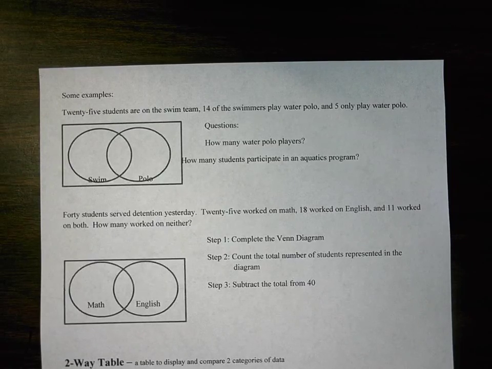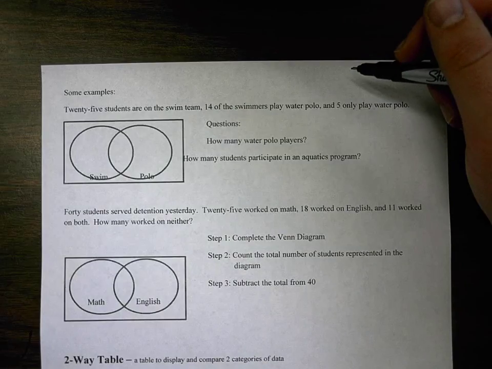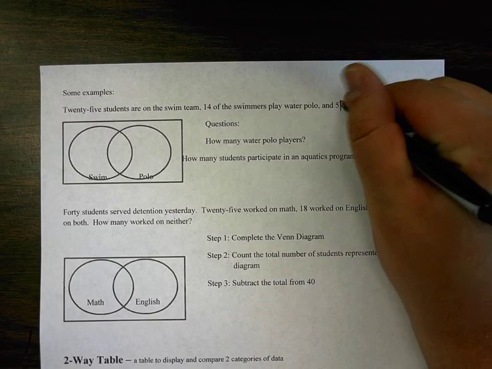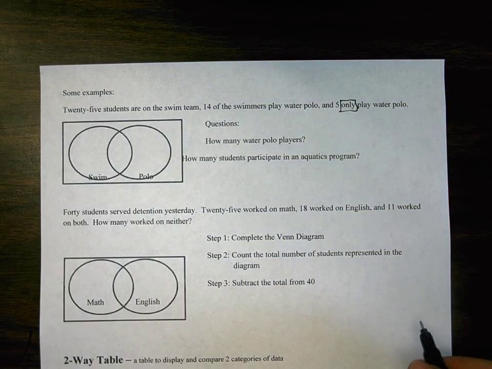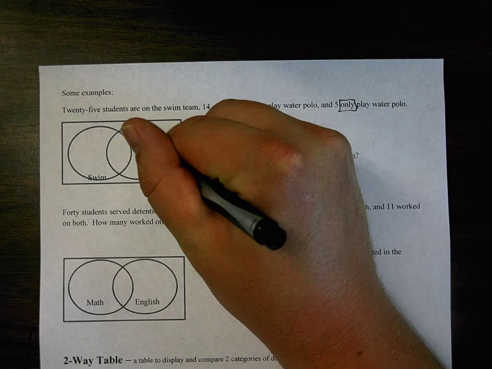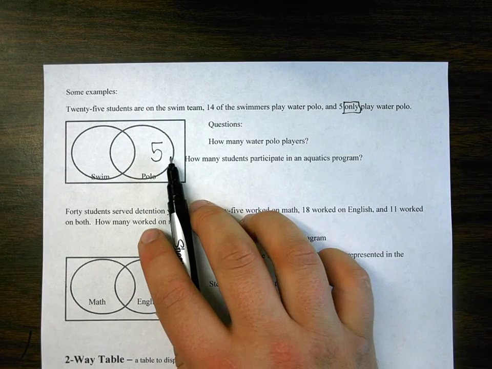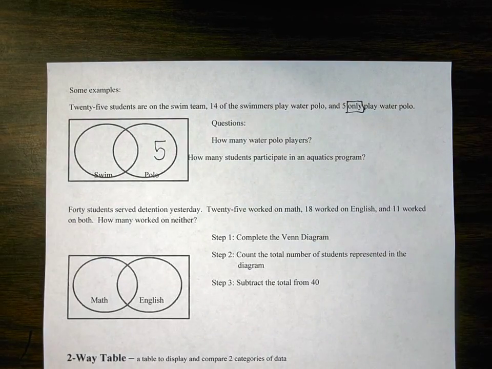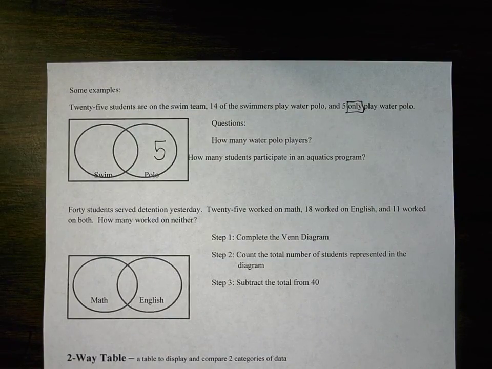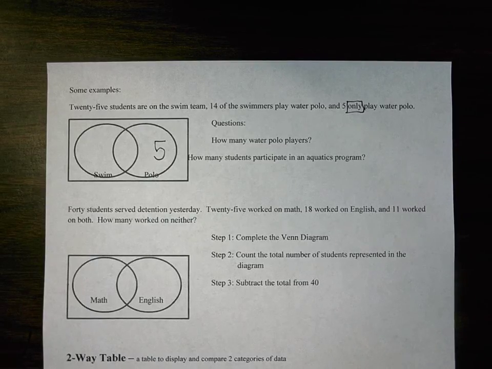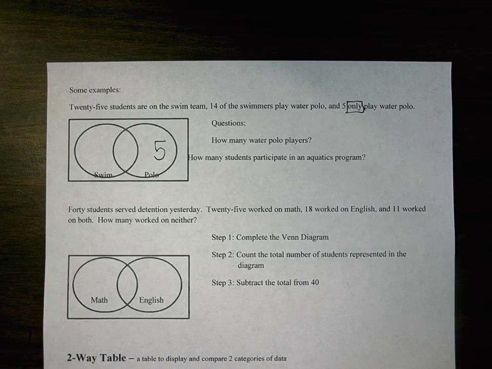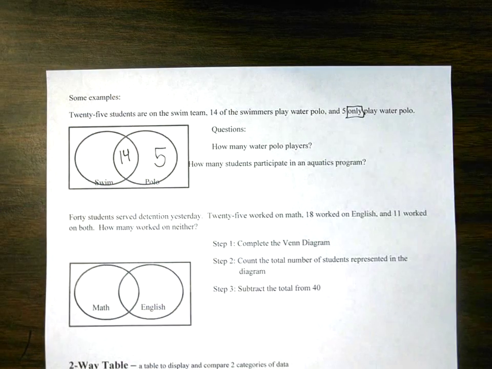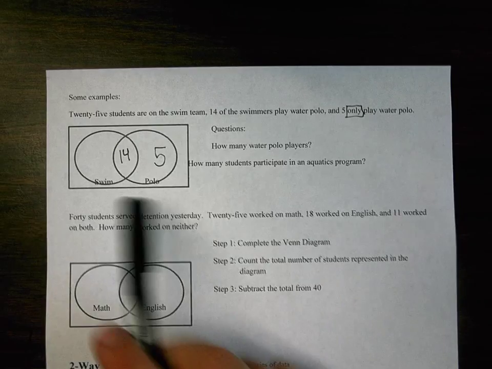Right, so one of the things to pay attention to first is the language used in the question. So it says here that 5 only play water polo. The word only is a good indicator that you're going to have 5 in this exclusive category, right? So 5 who only play water polo, they're not counted in the overlap. They don't swim at all. They only play water polo. Okay, now 14 of the swimmers play water polo. So there are 14 in the both category because they're swimmers, they're on the swim team, but they're also playing water polo.